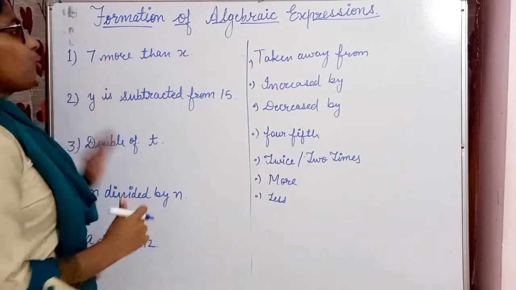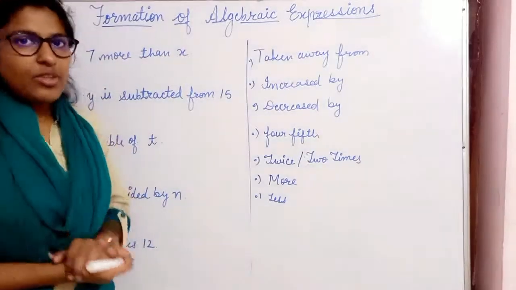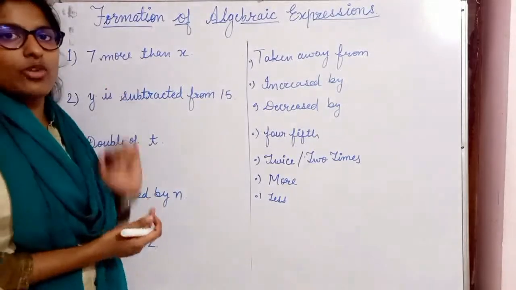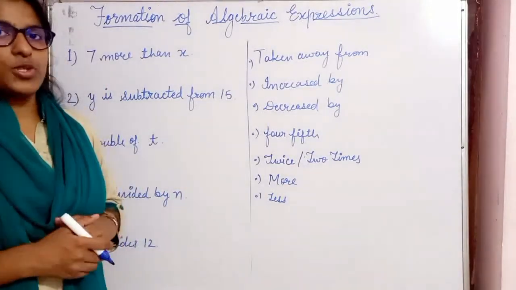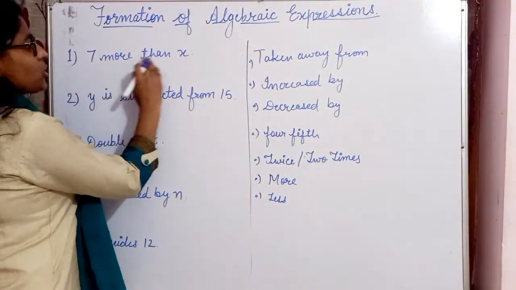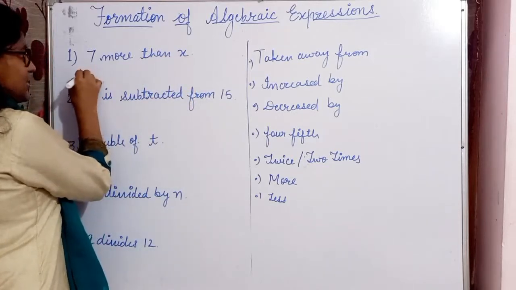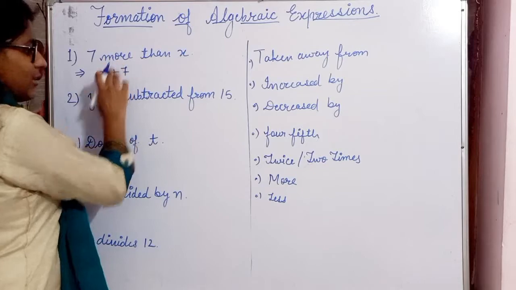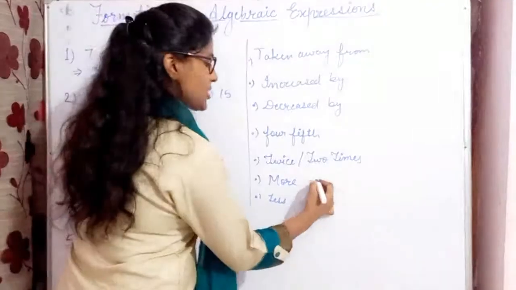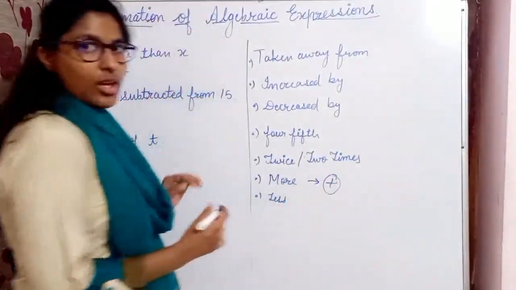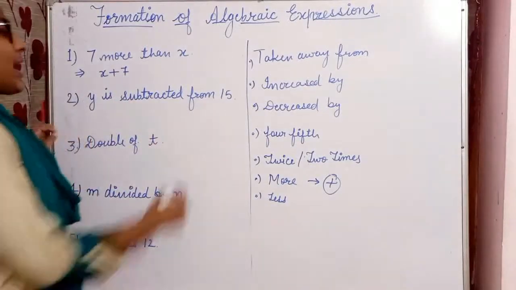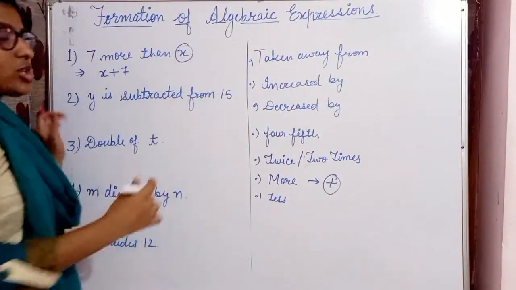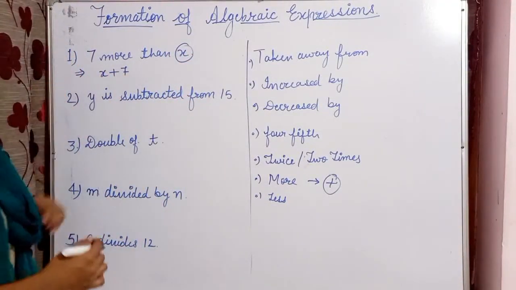7 more than x. Here you have to be very careful about the words. As per the given words and language, we are forming algebraic expressions. 7 more than x means x plus 7. Yes, for more than we use plus. So 7 is more than x, which means x plus 7.